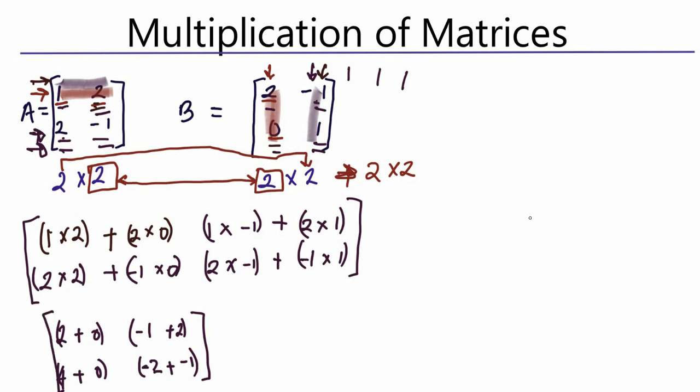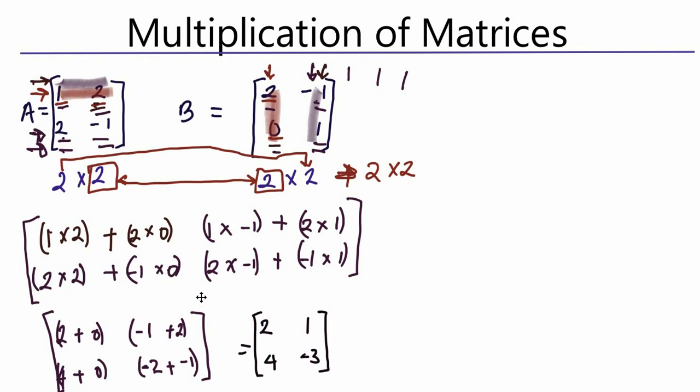So that now, if we add this together, 2 plus 0 will give us a 2. Minus 1, you add to 2 will give us a positive 1. 4 plus 0 will give us a 4. And minus 2 minus 1 will give us a minus 3. And this is going to be the solution of the matrix A multiplied by matrix B.